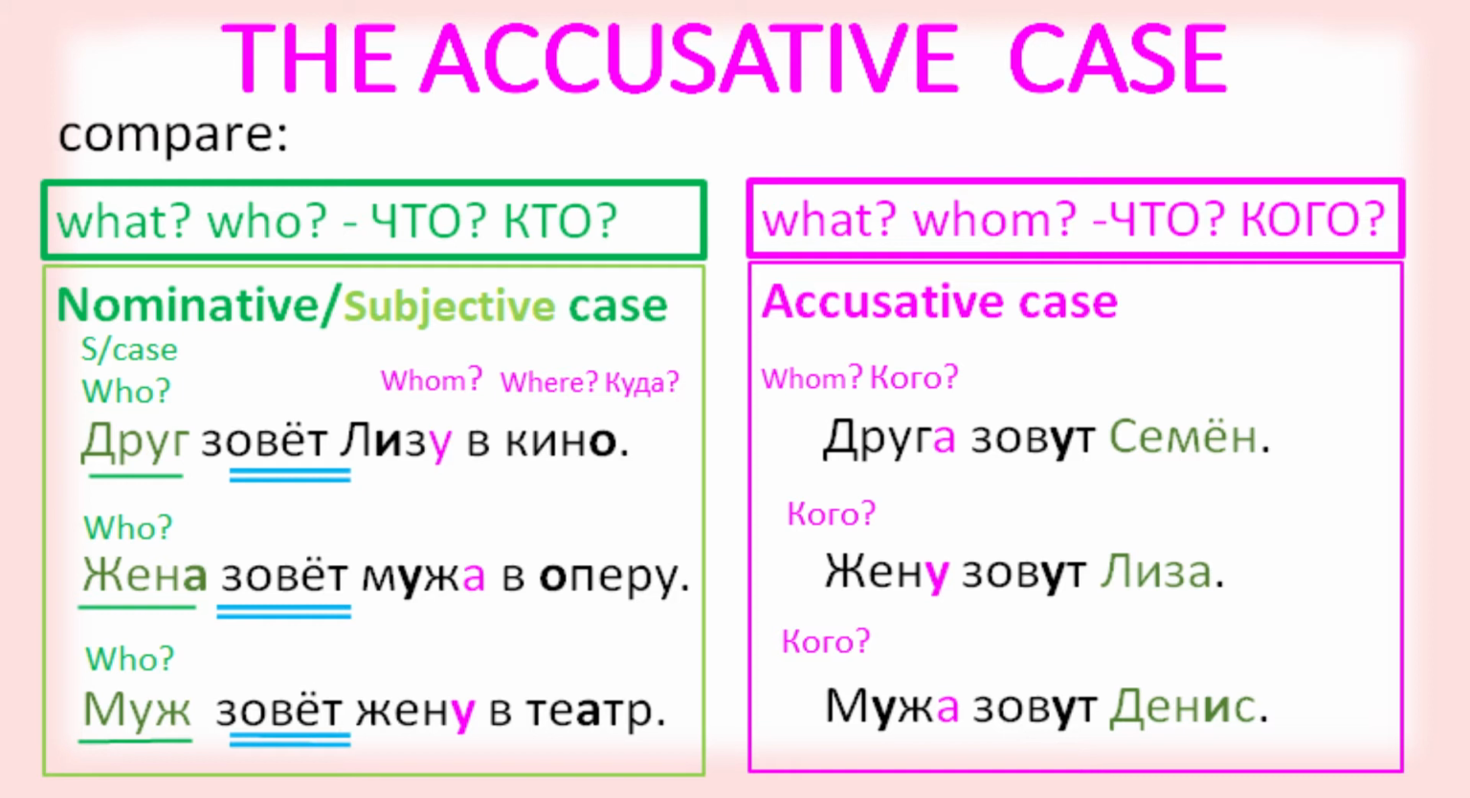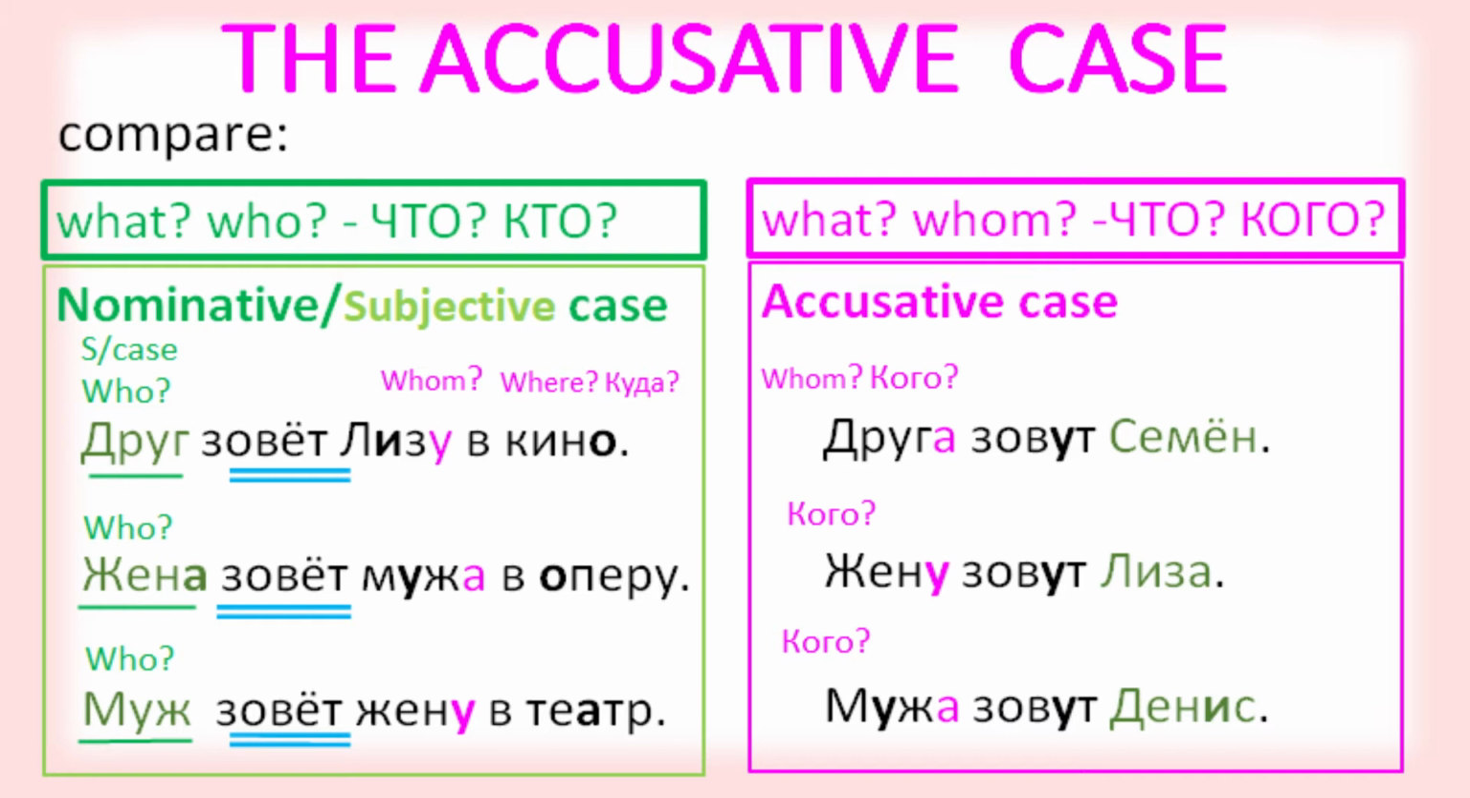A friend calls Lisa to go to the movies. Друг зовет Лизу в кино. Друг is in the nominative subjective case and is the subject of the sentence. Друга зовут Семен. My friend's name is Simon. Друга is in the accusative case and is the object of the sentence.